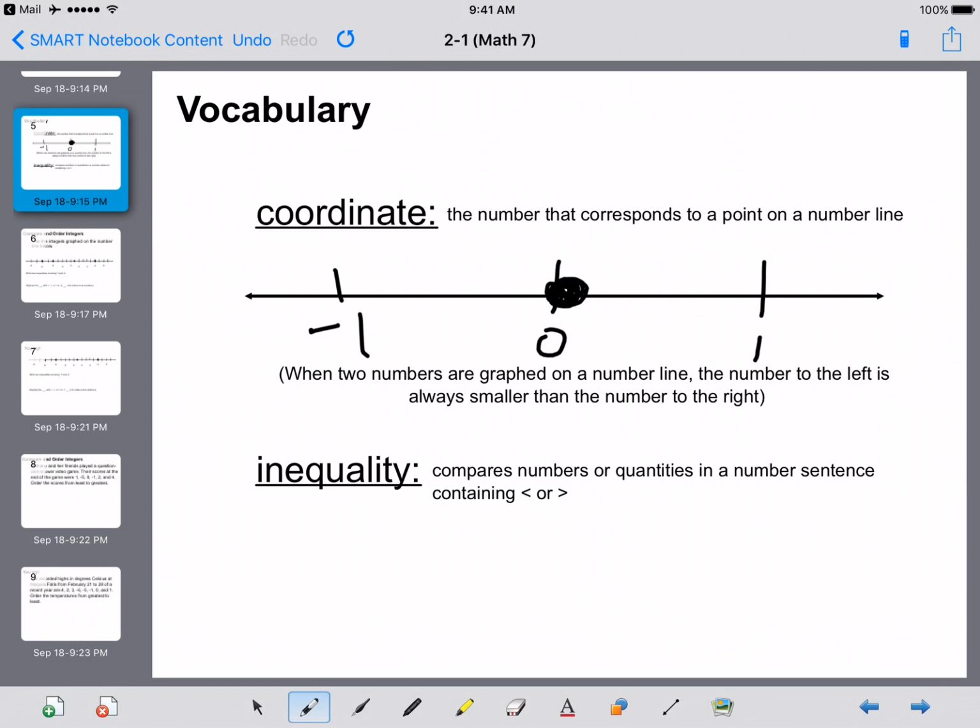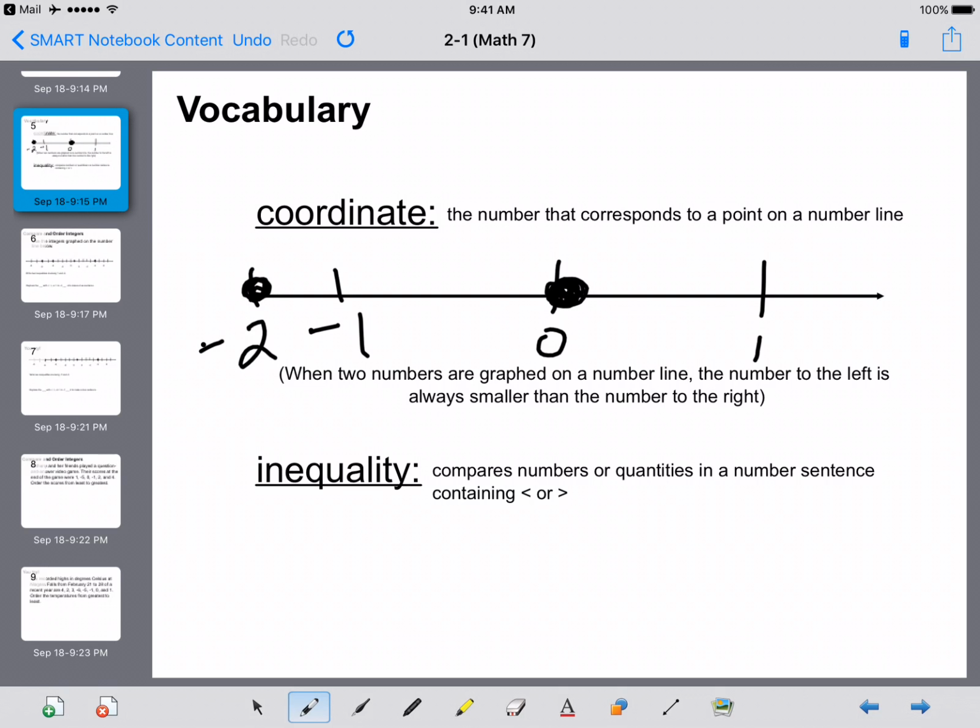And when two numbers are graphed on a number line, so say I have -2 over here, and I also graph that, the number to the left is always smaller than the number on the right. So our -2 is smaller than our 0. Our -2 is smaller than our -1, right? So the bigger the negative number, the smaller it is. The more debt you're in is how I think about it. You'd rather have a smaller negative number because then you owe somebody less money.